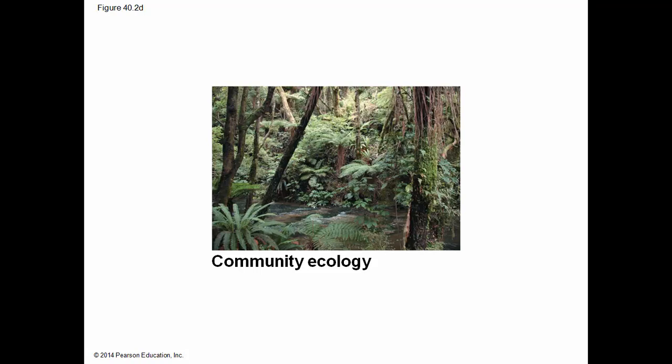So, for example, this rainforest area here. A community is a group of populations of different species in an area. Community ecology examines how interactions between species, such as predation and competition, affect community structure and organization. What factors influence the diversity of species that make up a forest?